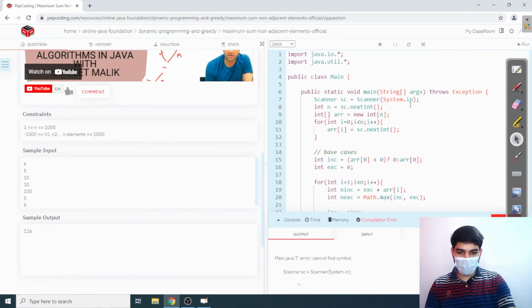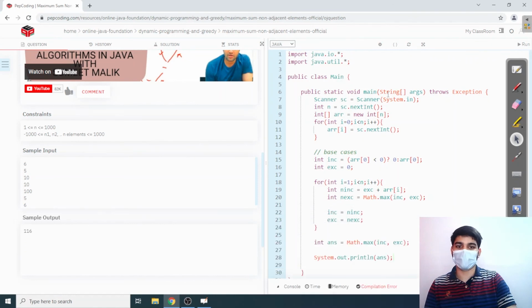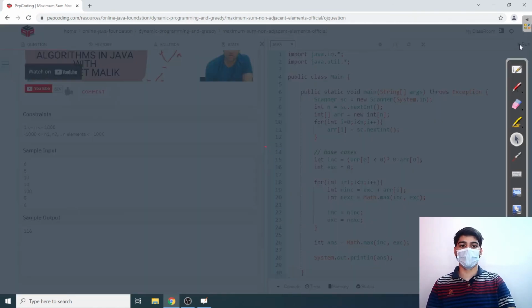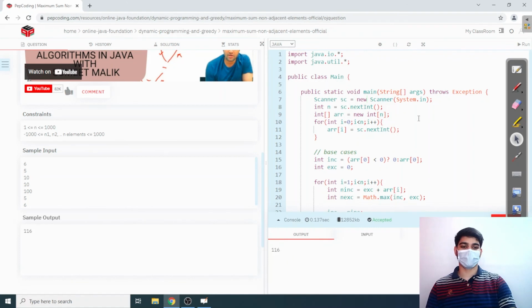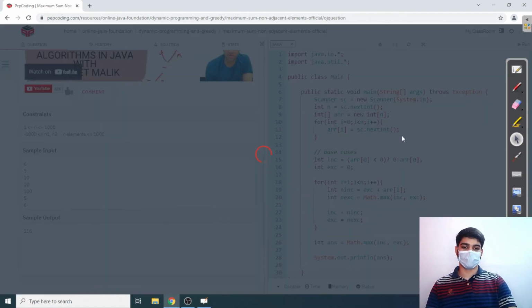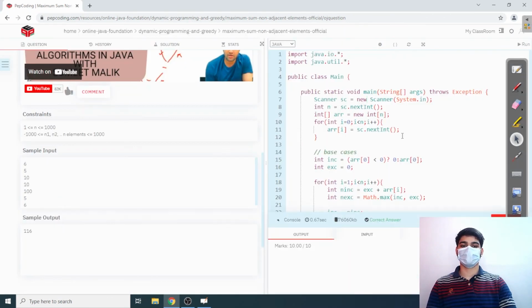So we are getting a compilation error. That is because we have not used new over here. So let's write that. Let's run this again. Okay, so it's passing our test case. Let's submit it for all the test cases. Right, so it's running for all the test cases.